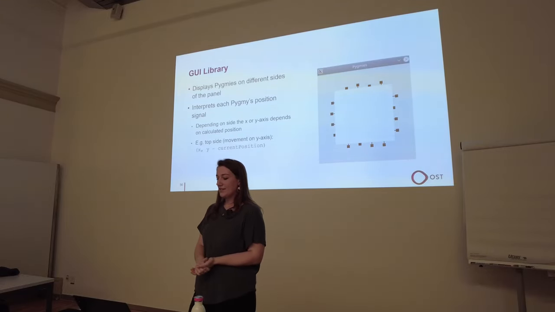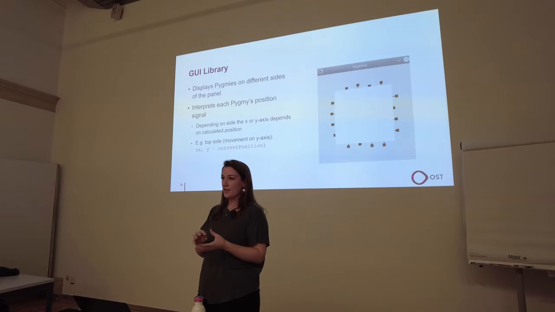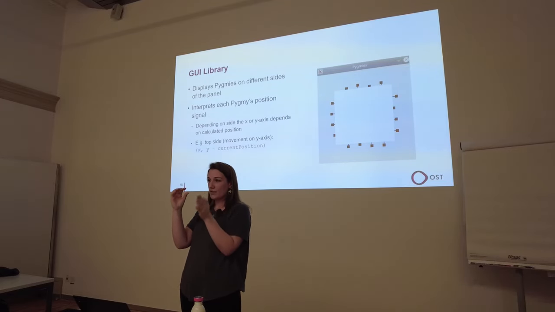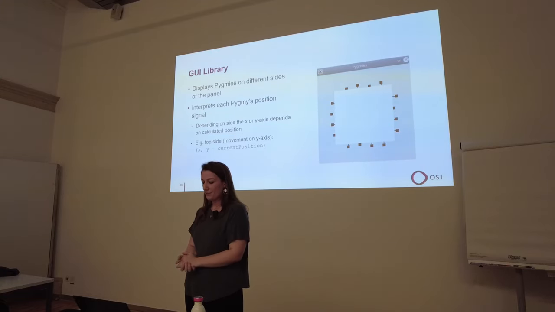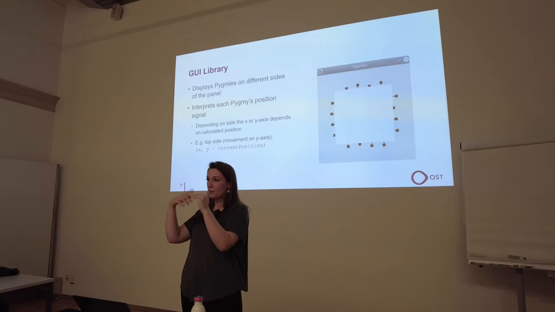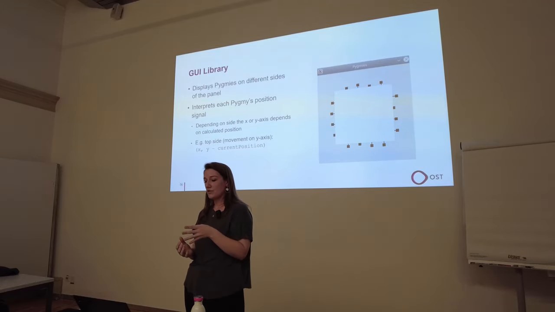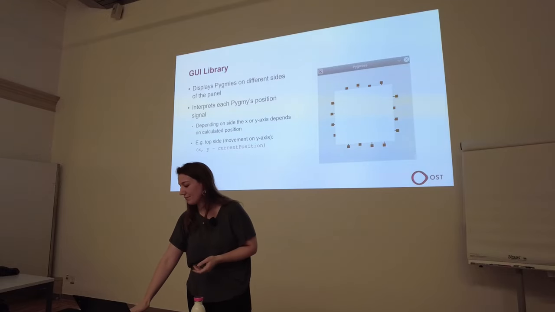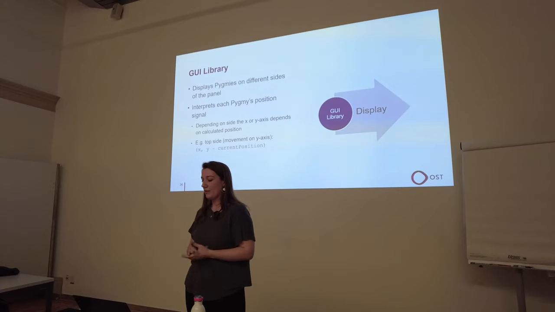The UI library then displays all the pygmies on different sides on the panel and interprets this position signal. So on the top level, for example, there's a pygmy which has a fixed coordinate x, and y will be changing according to the position. So the UI is drawing the pygmy again and again if the position is changing. It will draw it at position x, y when the current position is 0, and it will draw it again and again if it's moving out, on the corresponding coordinate. In the imperative style, you would tell the UI to make an animation or a movement, so it would tell where the pygmy has to move. But here, the UI only draws the pygmy at the position that you tell it to. So now this is separated, and the UI only has to draw.